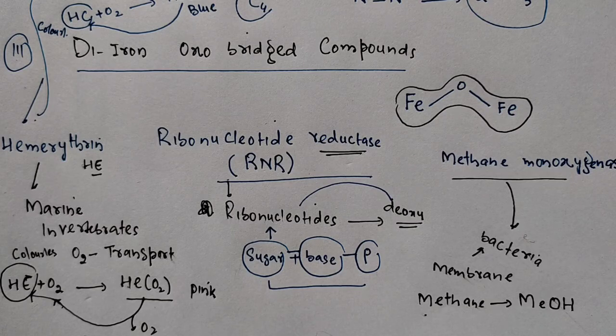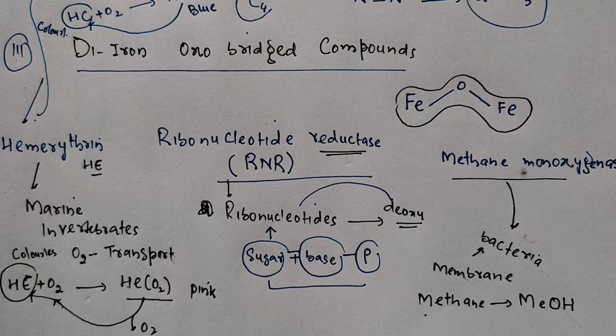But yes, we need to remember these points: the role of rubredoxin, the role of ferredoxin, whether they contain a heme ring or not, whether they contain an oxygen bridge or not, and whether they contain iron or sulfur. So we have to remember all these points. This is more than enough as far as the role of iron in the living system is concerned.